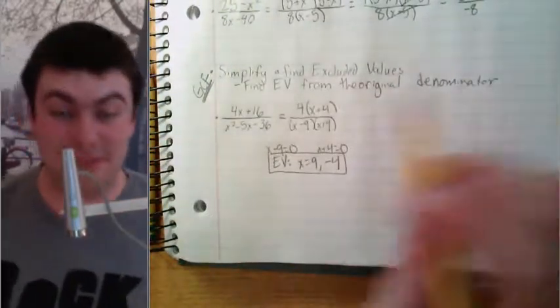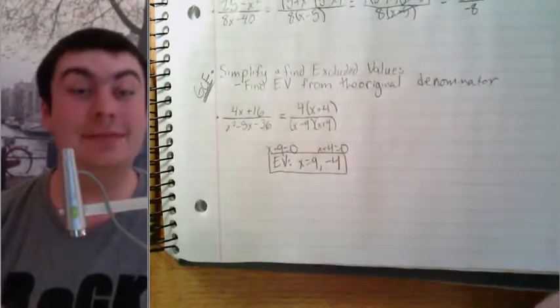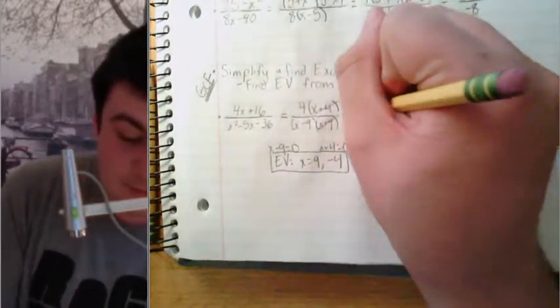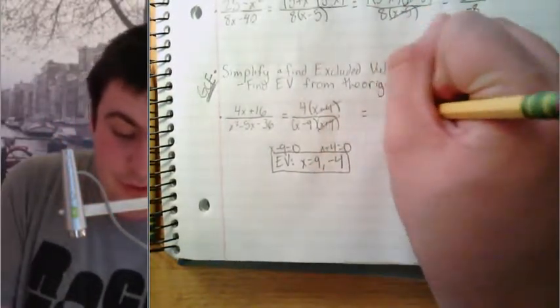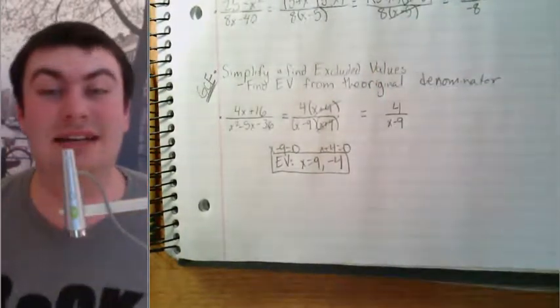Now let's go on and simplify. We have 4 times the group x plus 4 over x minus 9 times the group x plus 4. We can simplify those x plus 4's and be left with 4 over x minus 9. And again, our excluded values are 9 and negative 4.